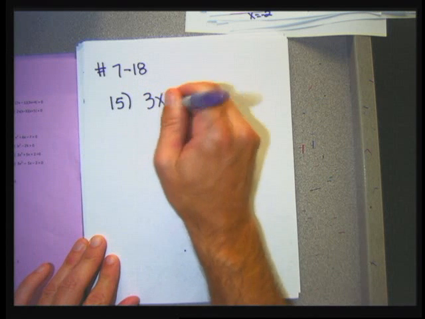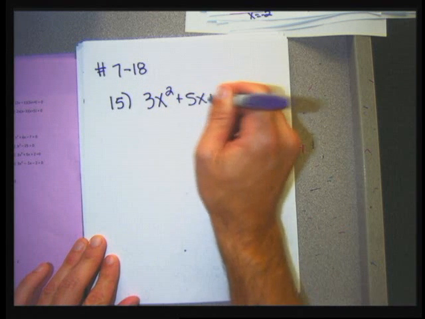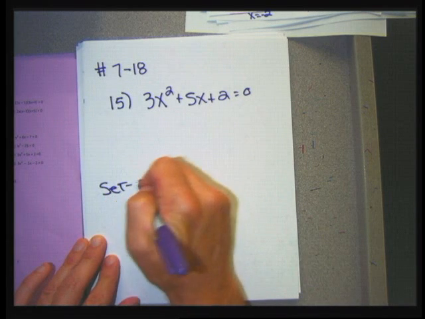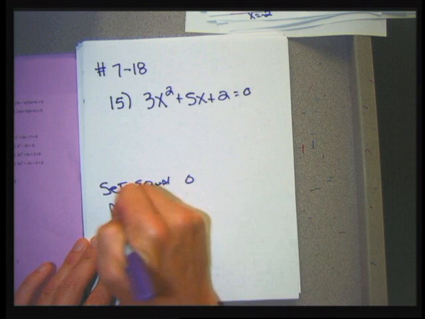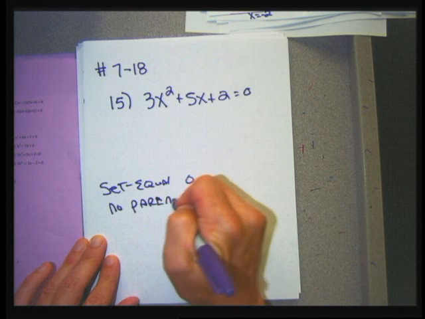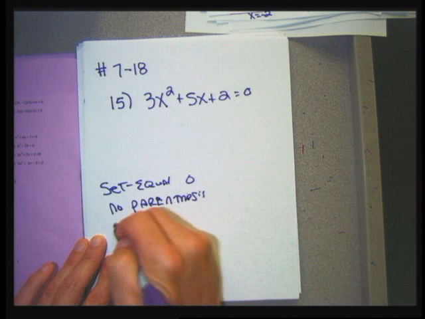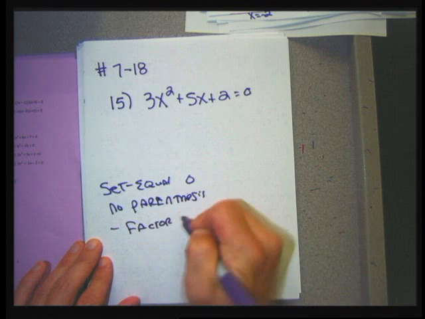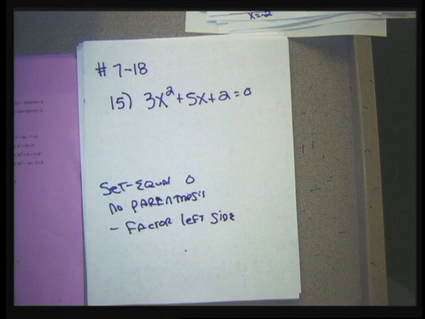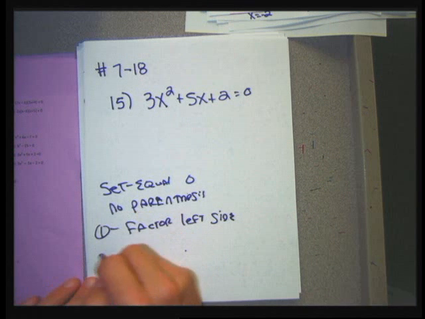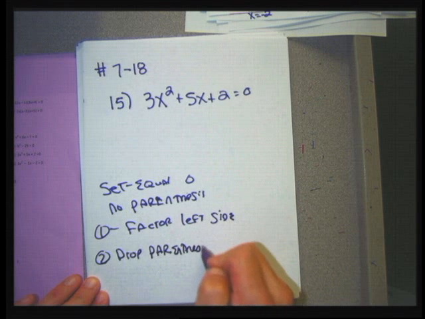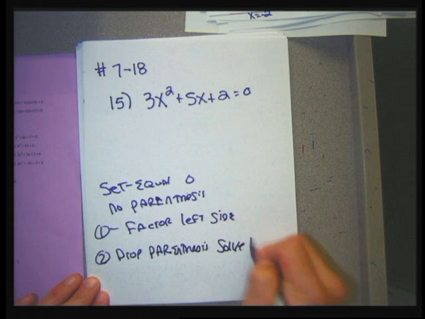What each of these have in common is that they're already set equal to 0 and there's no parentheses. So for each one of these, they're set equal to 0, which is good. There's no parentheses, so there's no parentheses to clear. For each one of these, you just factor the left side first. So my goal is going to be to factor the left side. Then after I get the left side factored, I drop the parentheses and solve like I did for numbers 1 through 6.